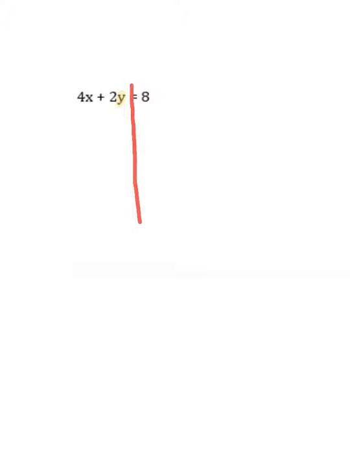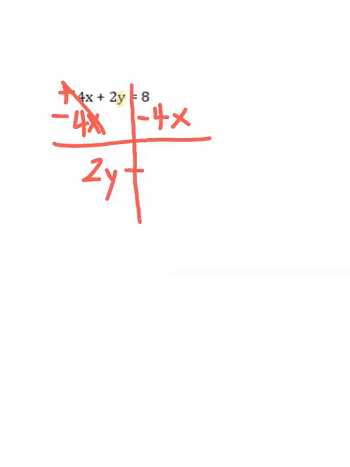Just like a normal equation, we recommend that you move the addition and subtraction and then the multiplication and division. The 2 is being multiplied by the y, so we would move that last. So we would move the 4x. The 4x is positive. The opposite of plus or positive is negative or subtraction. That'll leave you with a 2y on the left and then 8 minus 4x on the right.